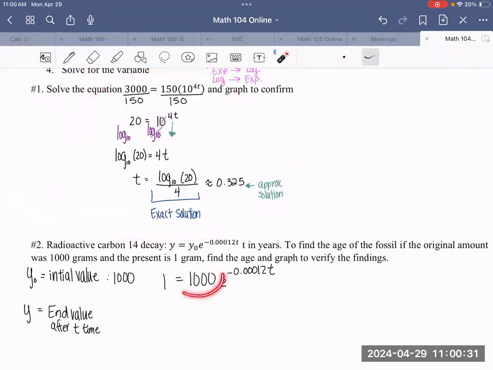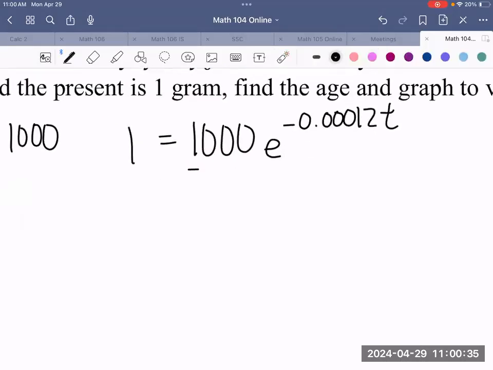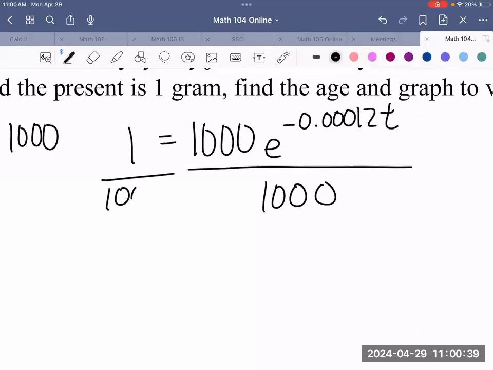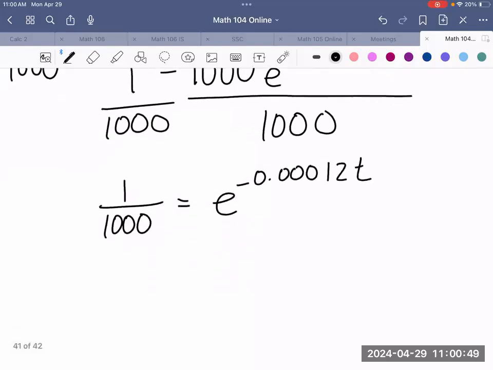So if we have 1,000 in the way, we need to divide both sides by 1,000. So you have 1 over 1,000. If you wanted to put that into a decimal form, feel free. Okay, so now we have your exponential all alone to one side. So how do we get rid of an exponential with an e?